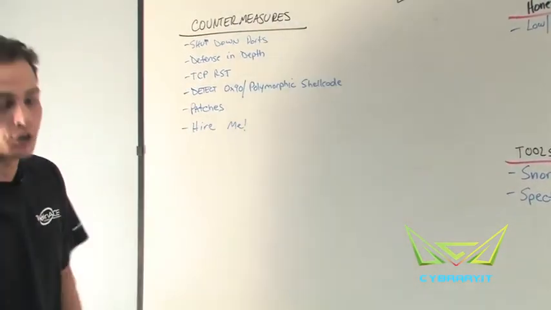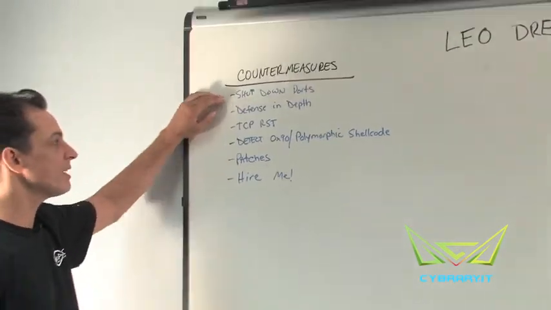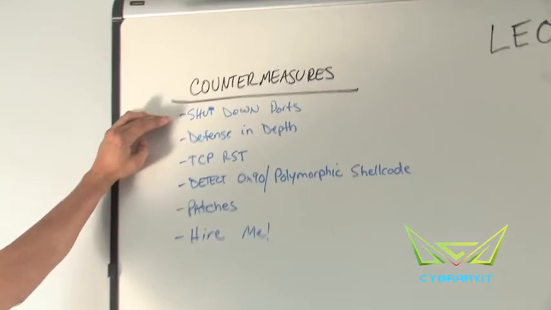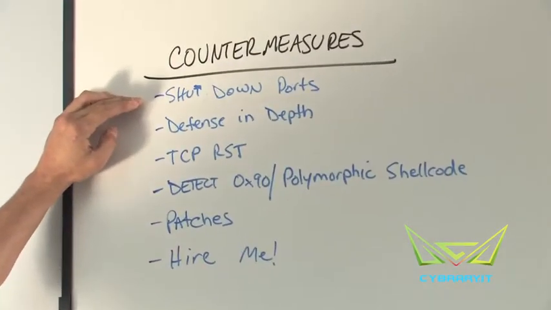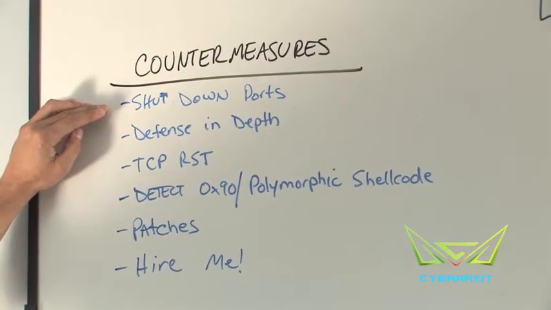But if you were going to try to stop me doing this, how would you do it? Well, first piece, shut down your ports. Simply stated, limit the surface area of attack. The more information you give me, the more I'm going to have my way with your systems.